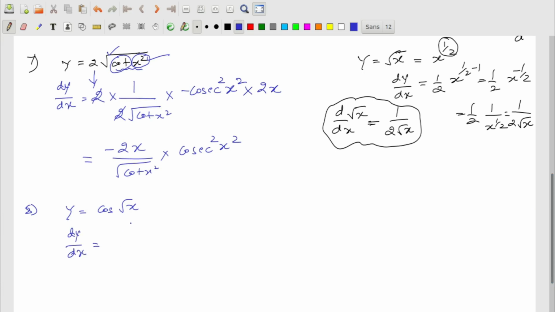dy by dx. So again here we have 2 functions, cos root x, right? Composition of cos and then root x. First you need to find the derivative of cos, which is equal to minus sine root x into derivative of root x, 1 divided by 2 root x. Okay, so what we get here? Minus sine root x whole divided by 2 root x. Fine.